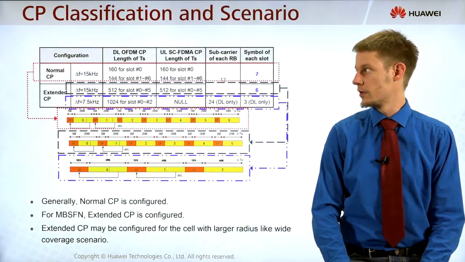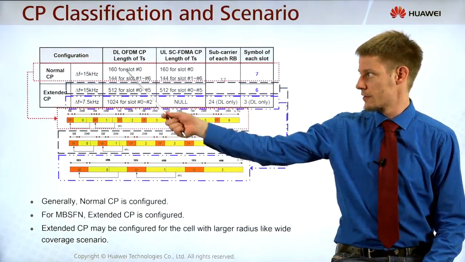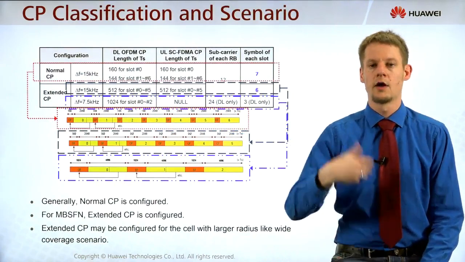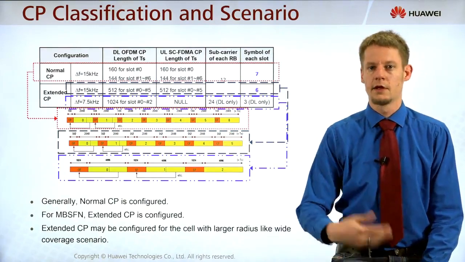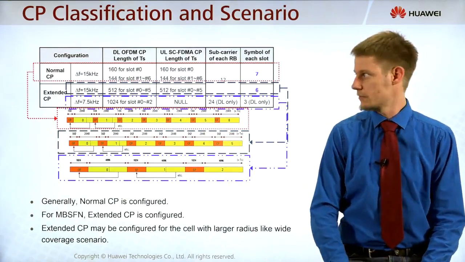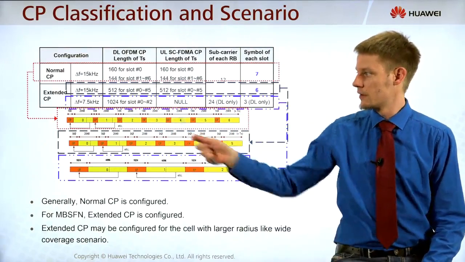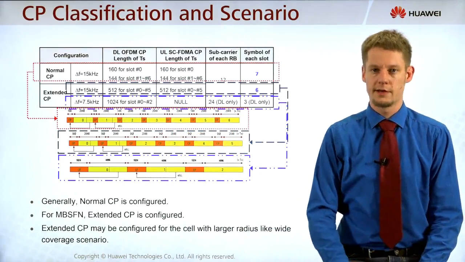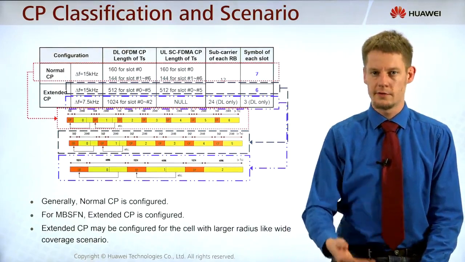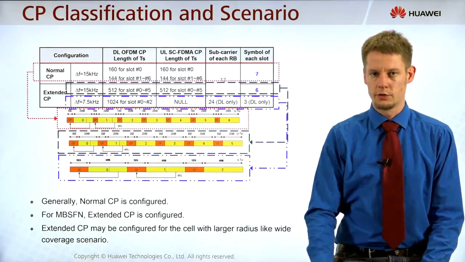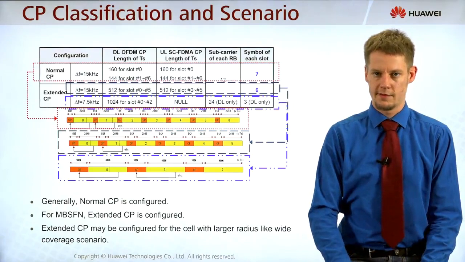So here we have an overview with the normal cyclic prefix. One cyclic prefix has a certain length, 160 or 144 of these basic time intervals, so 32 nanoseconds times 160 is something around 5 microseconds. If we would take the extended cyclic prefix, it is more than 3 times as long, meaning that it is around 15 microseconds, and this means it is 10 microseconds longer.